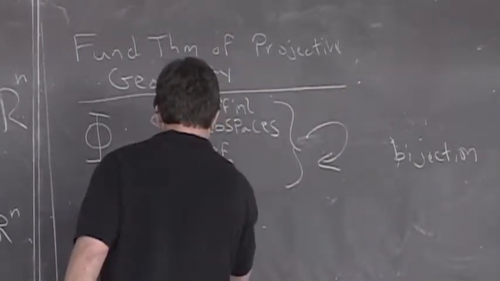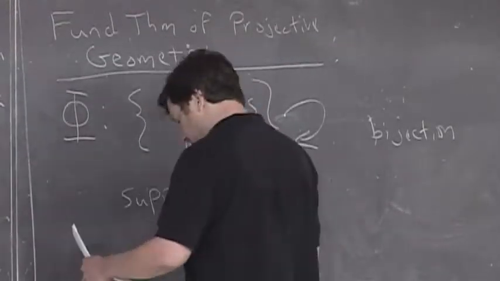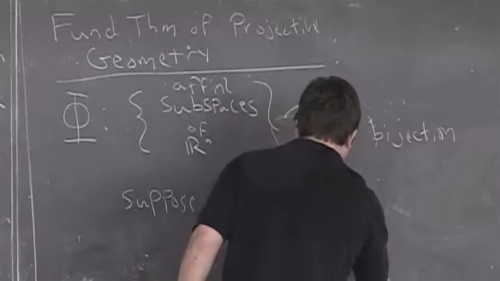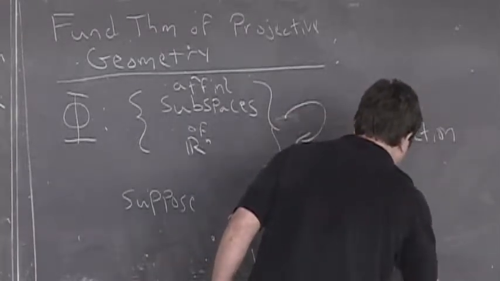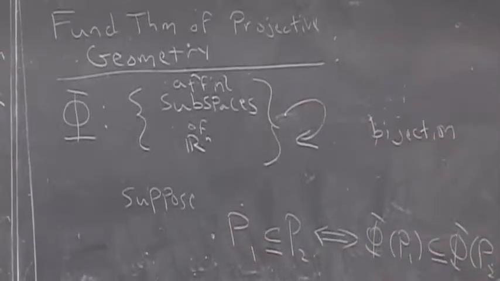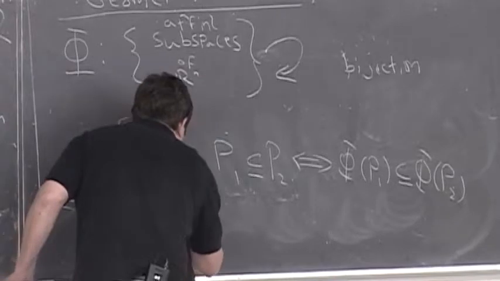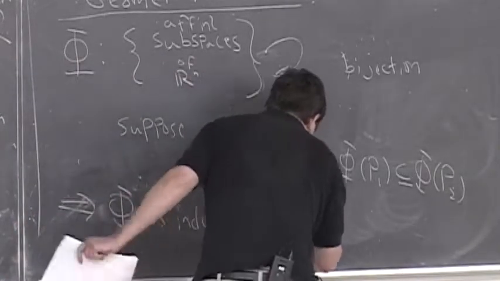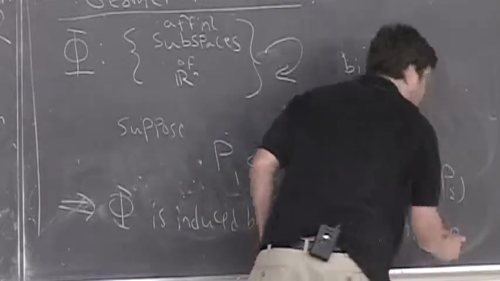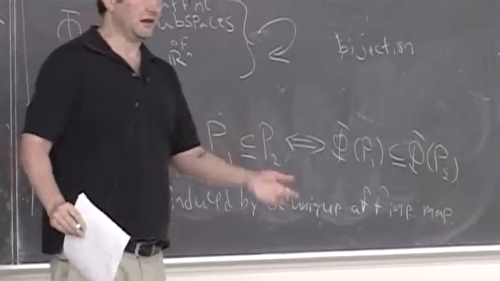Affine maps do this, but of course anything can be a bijection. Suppose that if you have P1 and P2 affine subspaces, then P1 is contained in P2 if and only if phi of P1 is contained in phi of P2. In other words, it's just an abstract map of the set of subspaces preserving this kind of partial ordering of inclusion. That's a key thing. Then phi is induced by a, of course unique, affine map. This answers the question, what is an affine map? By induced by an affine map, I just mean there's some affine map little phi that induces this bijection. So this is a classical, beautiful theorem.